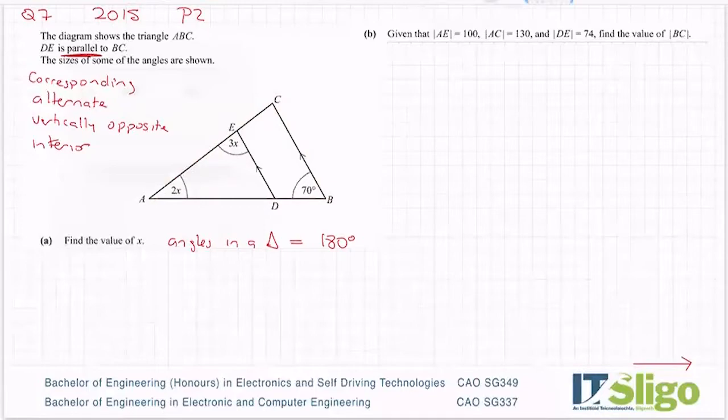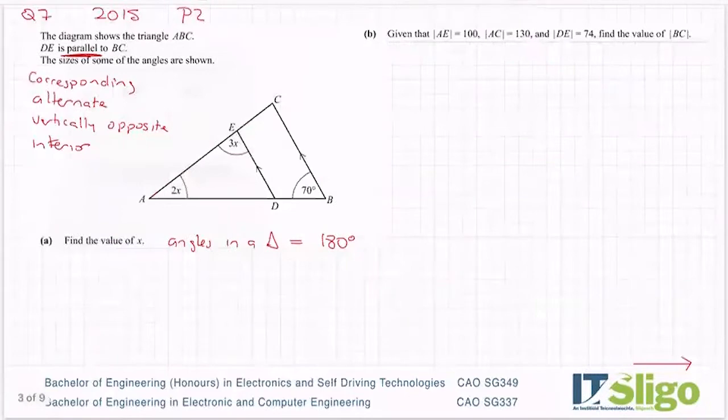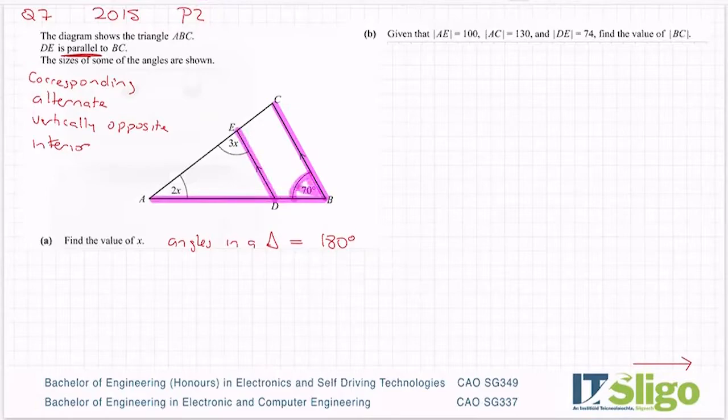forming an F. Okay, so remember from our theory, our corresponding angles was the F shape. Okay, so let me draw in an F. Okay, and under the arms of the F, the angles are equal. Okay, so what does that mean? Well, I can say that that angle there is now 70 degrees.